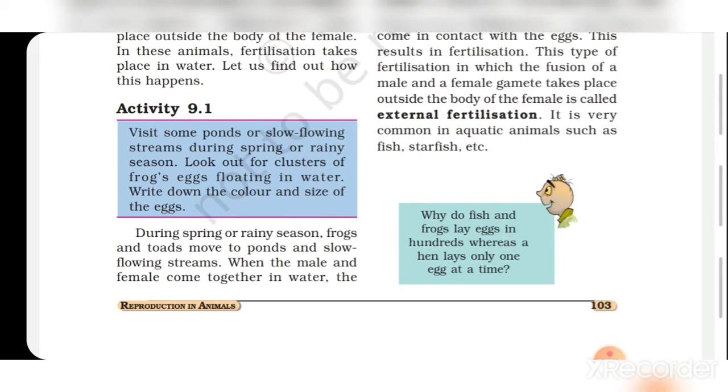All these aquatic animals carry out external fertilization. And humans, hens, cows, buffaloes and goats all carry out internal fertilization. Today we discussed fertilization, which is the fusion that forms the zygote, the fertilized egg. How many types of fertilization are there? There are two types of fertilization, internal fertilization and external fertilization.